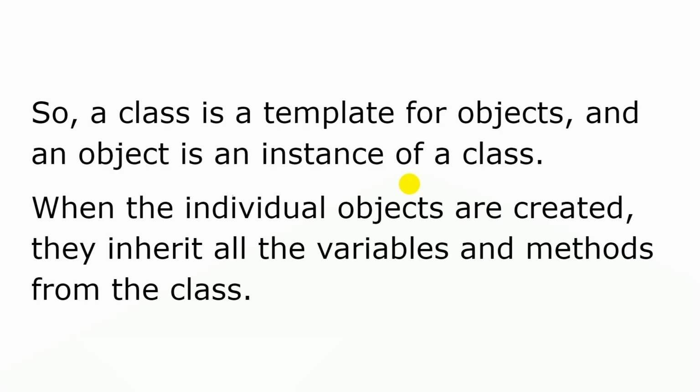So, a class is a template for objects, and an object is an instance of a class. That means a class can be used as a template for objects so that there are instances of objects inside a class. When the individual objects are created, they inherit all the variables and methods from the class.